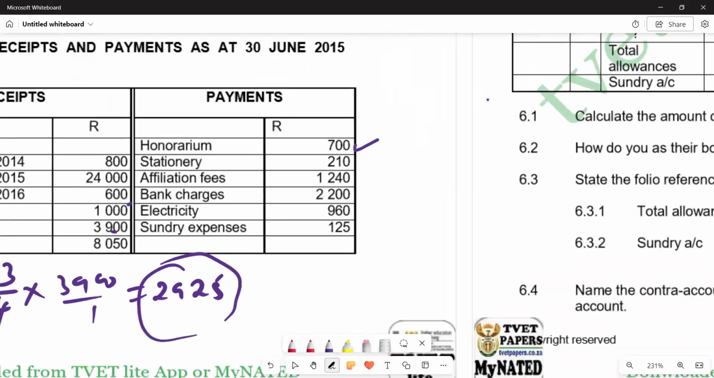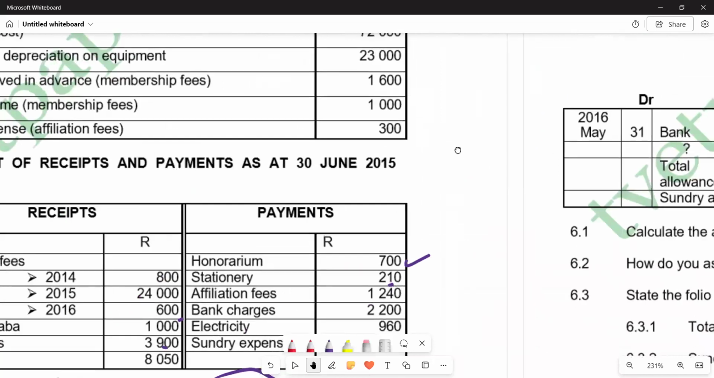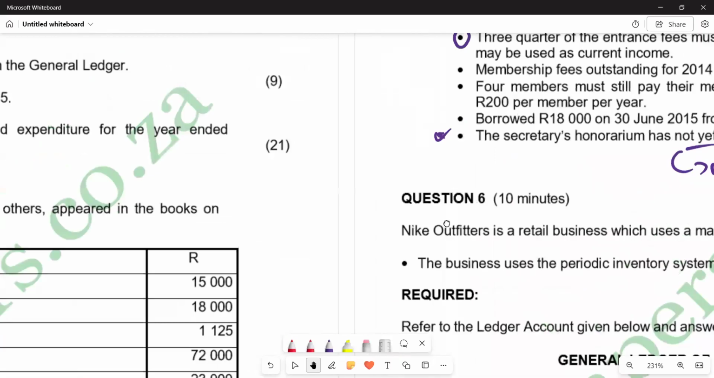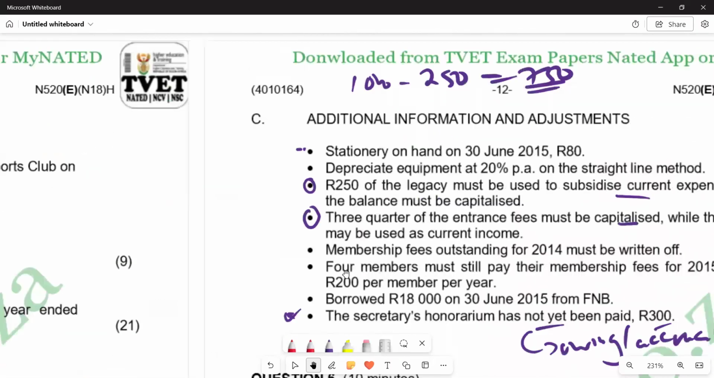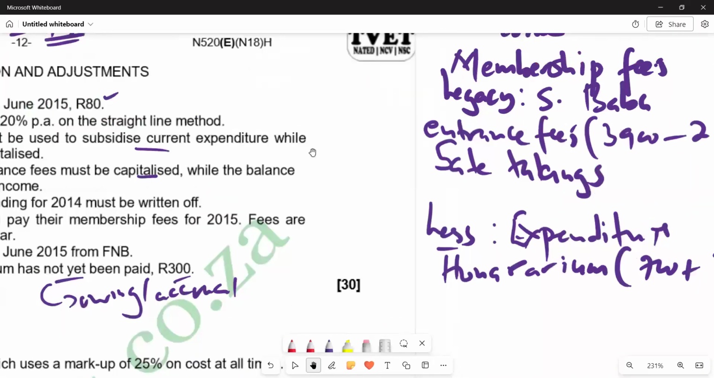We now have stationery. So remember, this one represents stationery that was purchased during the period. So the one that was used is the expense. So you're going to say what was purchased minus what is remaining at the end of the period. Then you get the one that was used. So you're saying 210, and I will check the one that is there at the end of the period. We are being told that we have got 80. So you're going to say 210 minus 80. Then you get the one that is supposed to be under expenditure.